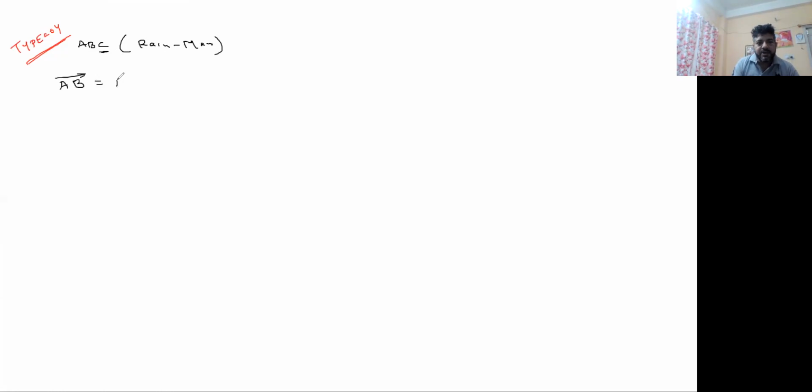So the process is that if we have AB, you have to find out who is missing. C is missing, so I can write AC plus CB. Try to understand the pattern. If we have to find AC, who is missing? B is missing, so I write AB plus BC. Everyone, you got it?